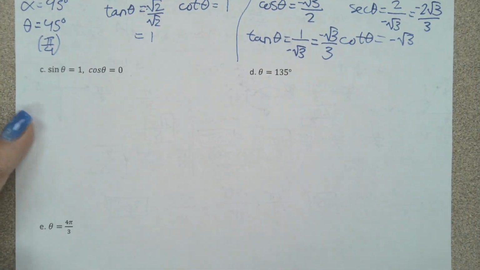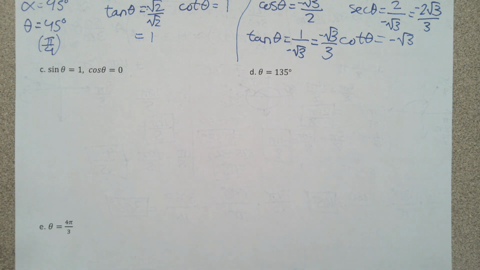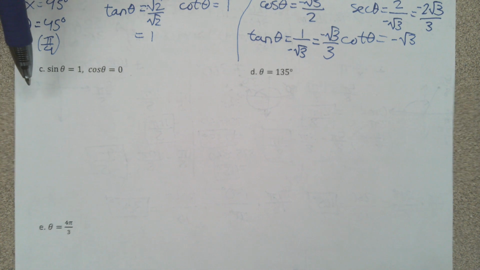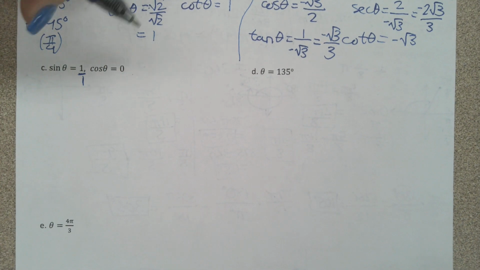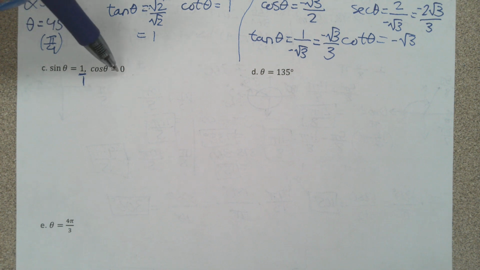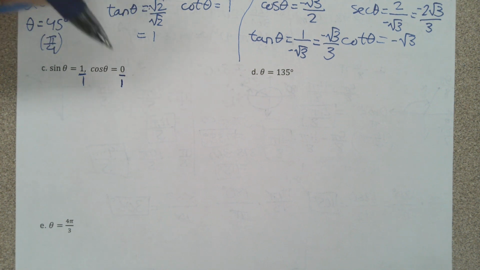3 more. C. Sine of theta equals 1, cosine of theta equals 0. You need to be careful here. This is very easy to get confused on because these look different from the other ones. So I'm going to show you a few things to think about. First off, sine of theta equals 1. 1 is the same thing as 1 over 1. Cosine of theta equals 0, which is the same thing as 0 over 1.